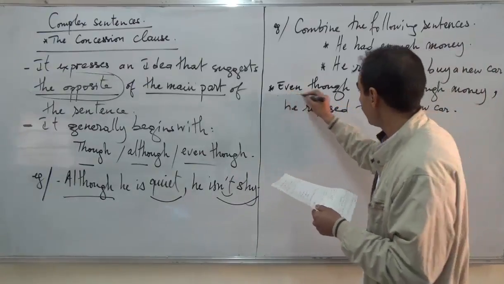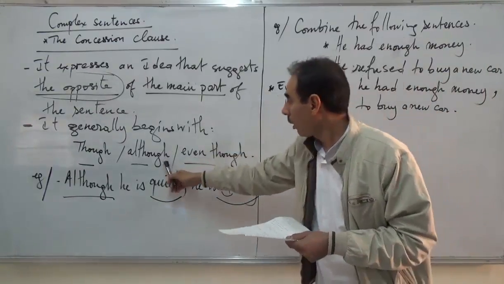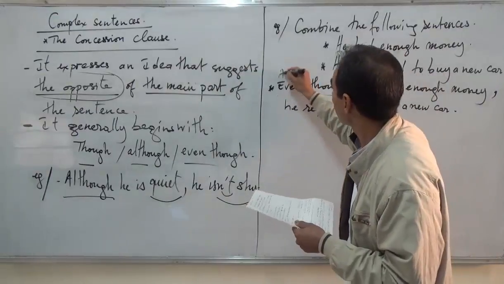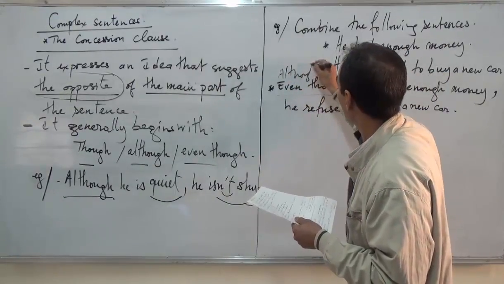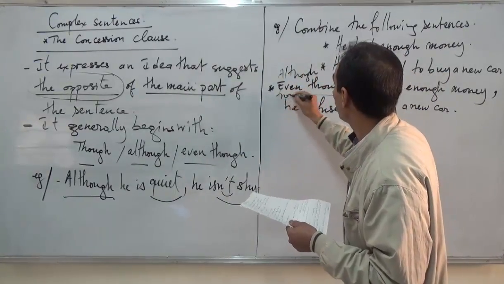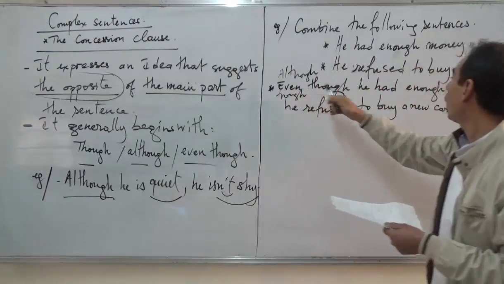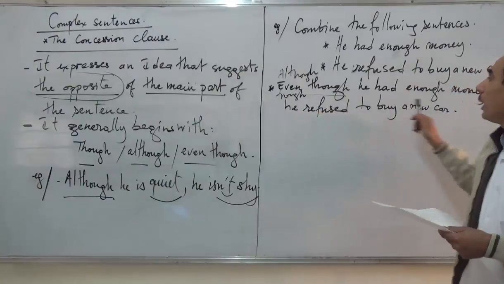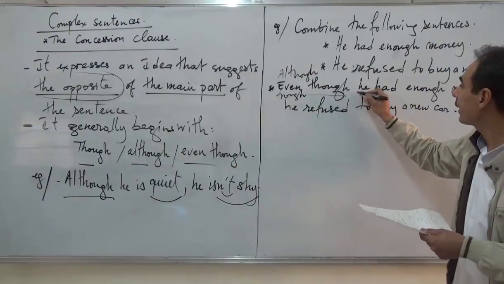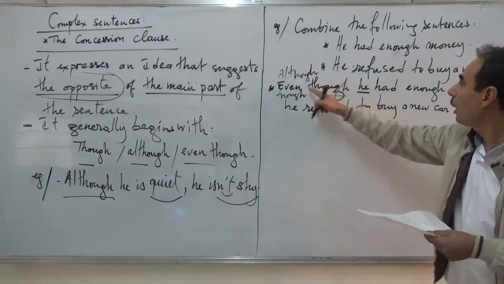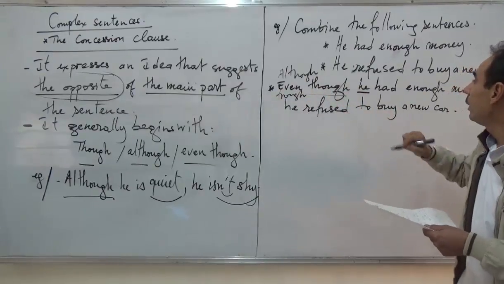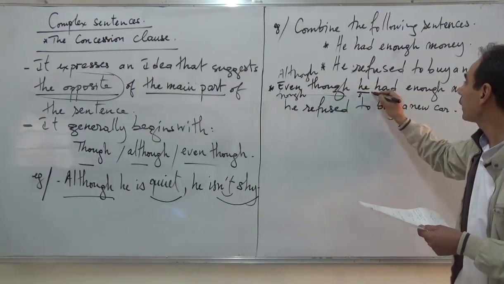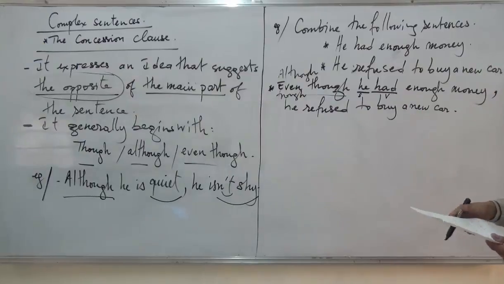Even though, although, here also although, or we can use also though. So: although he had enough money, even though he had enough money, though he had enough money. And you can consider that after though, after even though, and after although we have a subject and a verb.